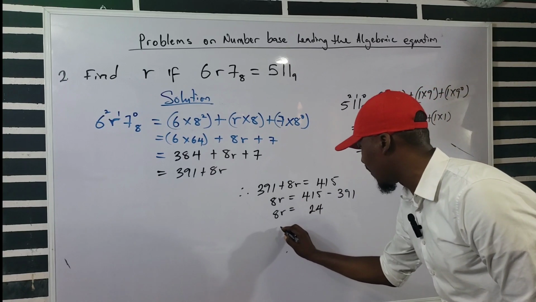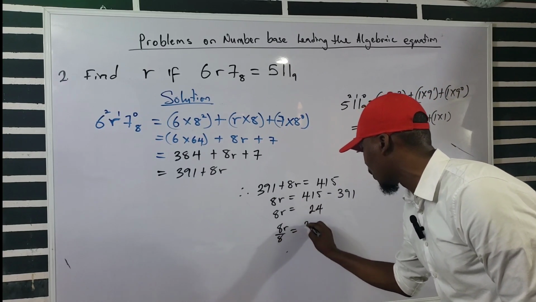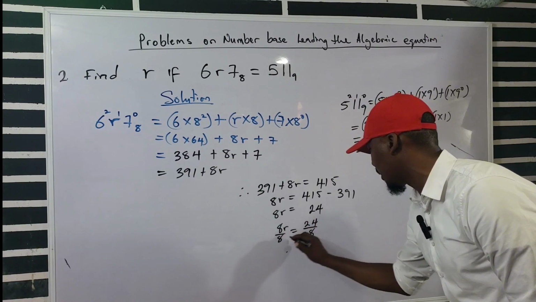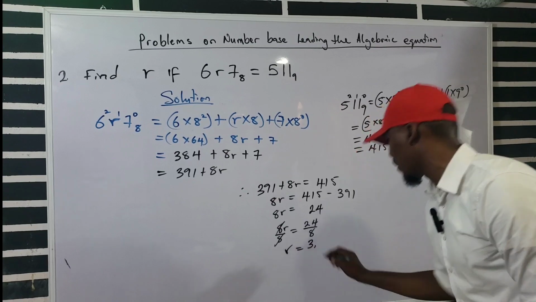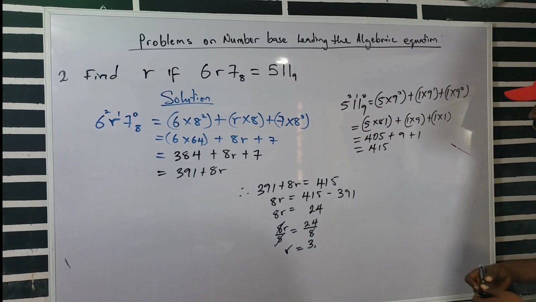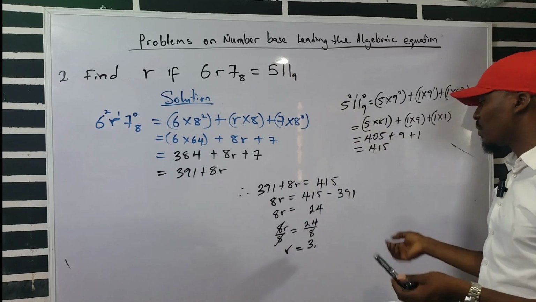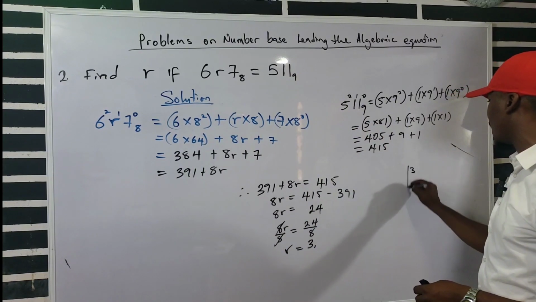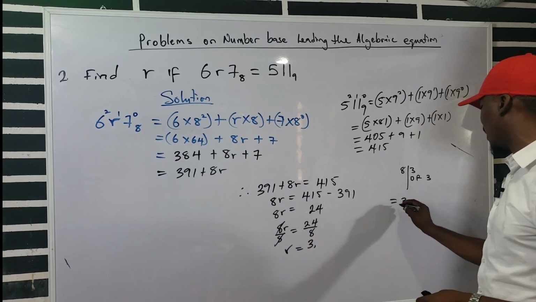Then you divide both sides by 8. So 8r over 8 equals 24 over 8. So that will give you that r equals 3. Okay. And if you convert r, this is in base 10. If you convert r back to base 8, it will still give you 3. That's when you have 3 in 8, 0 remainder 3. So you still have 3.